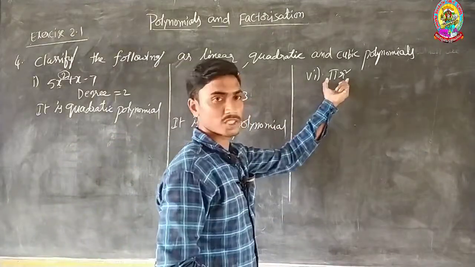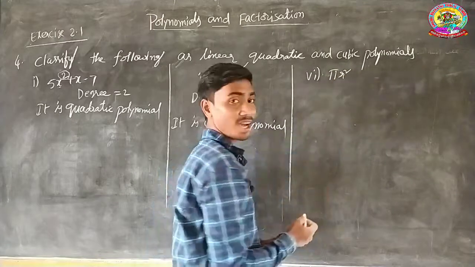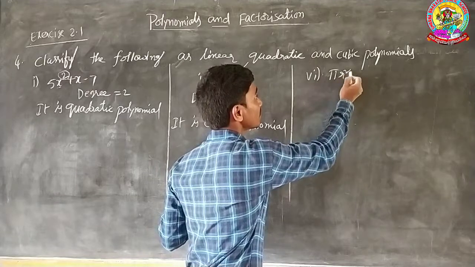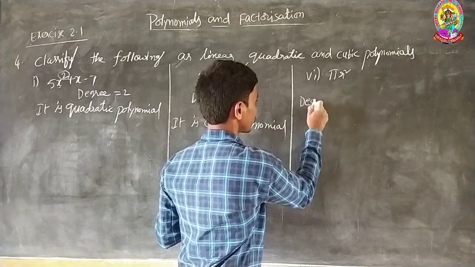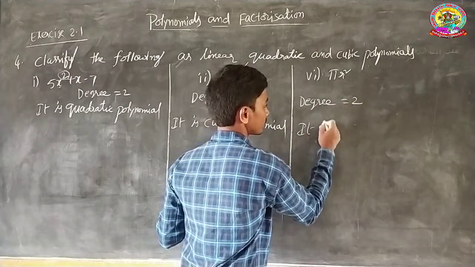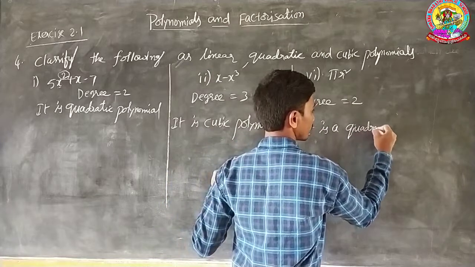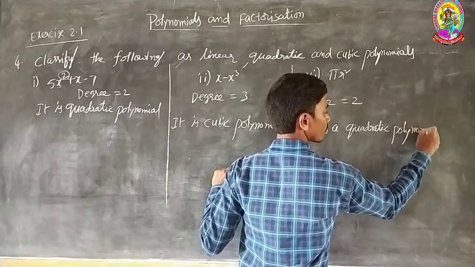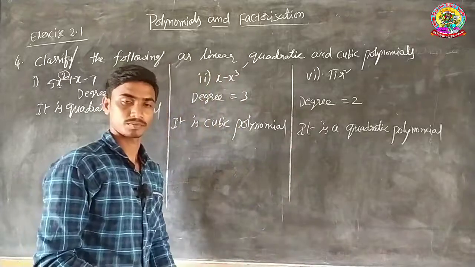Here pi r square: pi is a constant but r is a variable. Here the variable term r has power 2, so the degree of this term is 2. It is a quadratic polynomial.